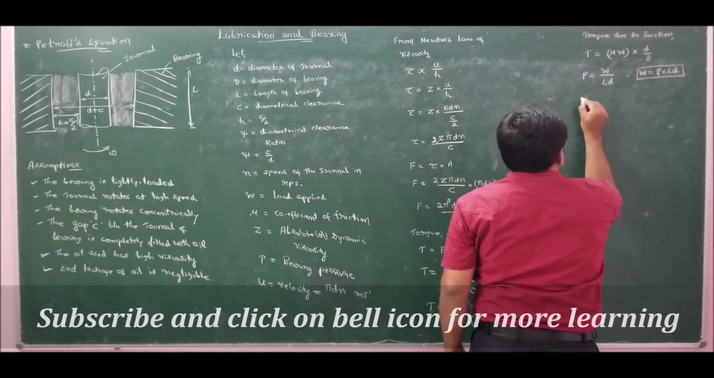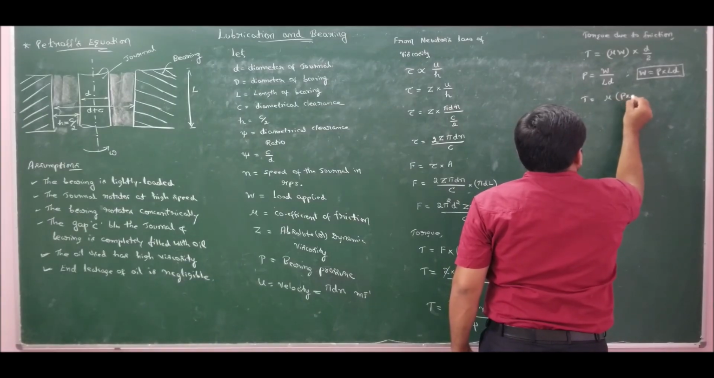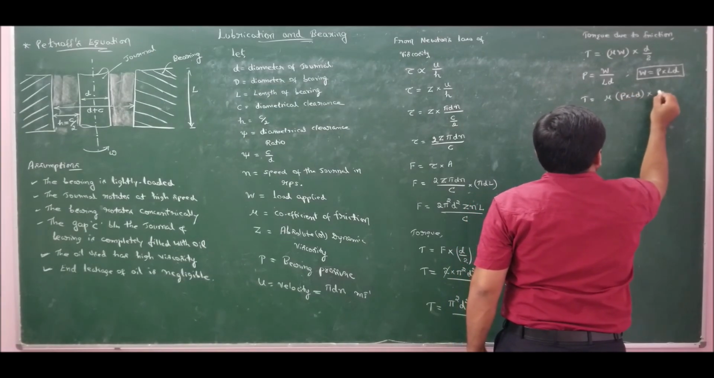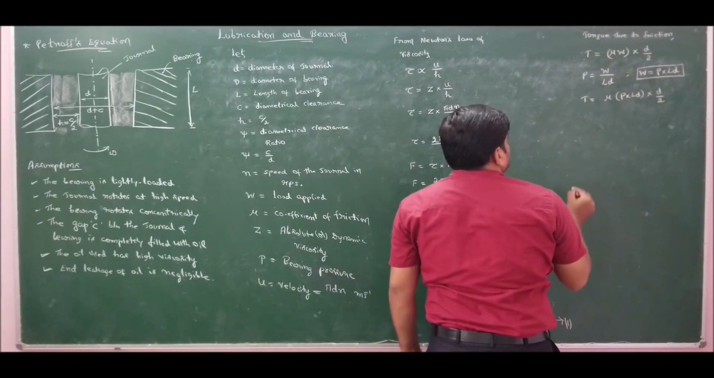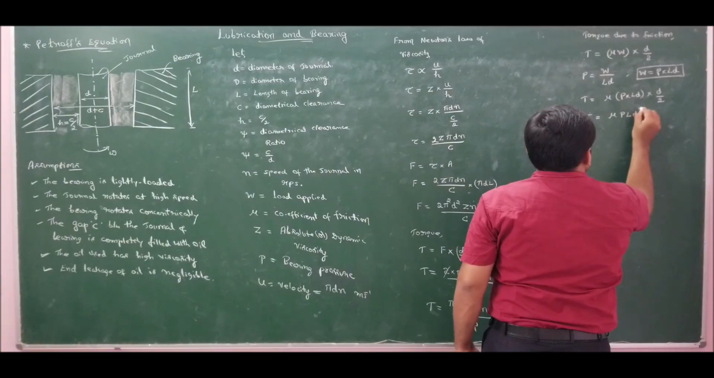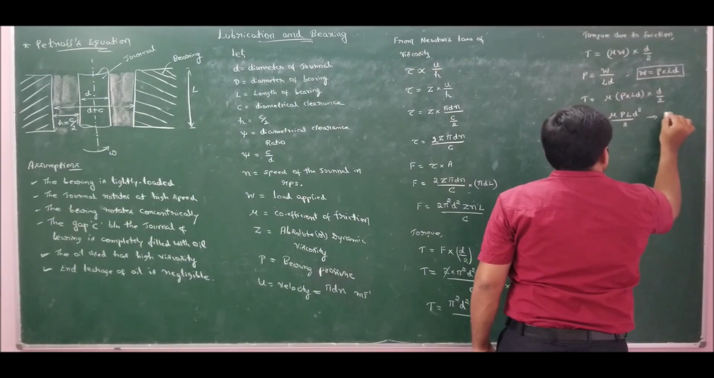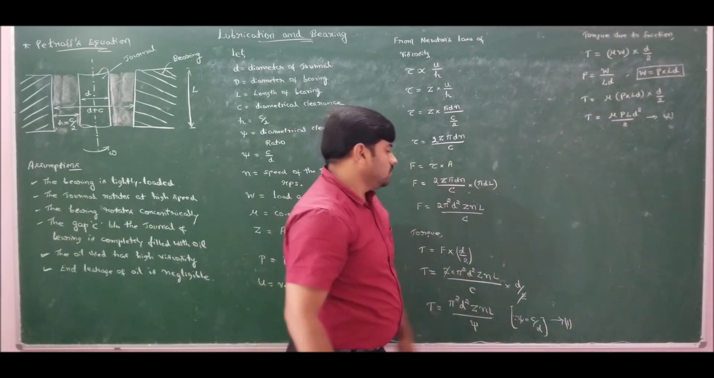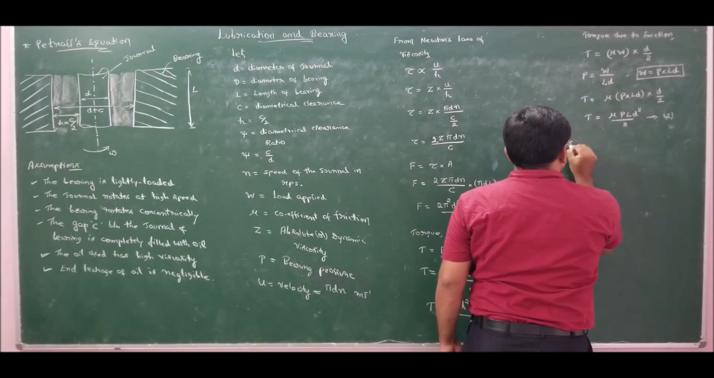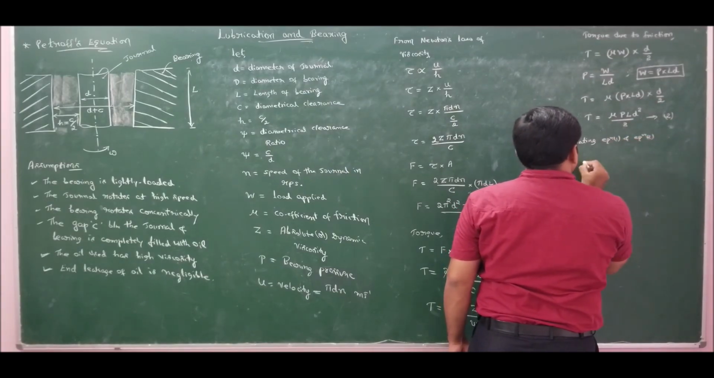So now if I substitute, I will get torque as mu times pressure times the projected area, which is the load, into d by 2. So torque T is equal to mu times P L d square by 2. Let us take it as equation number 2. So now equate equation 1 and 2.